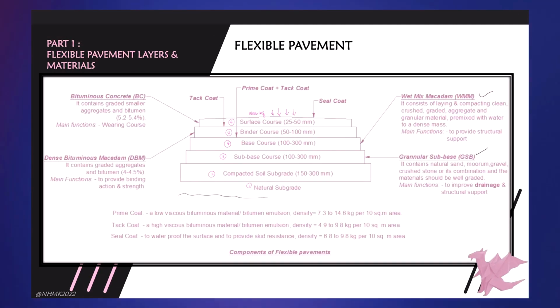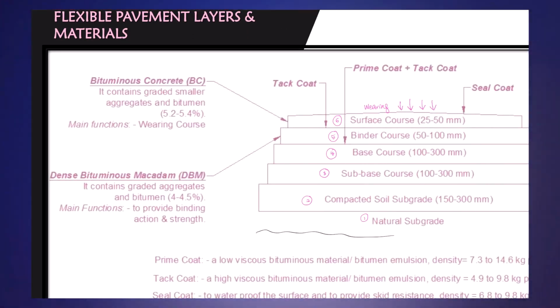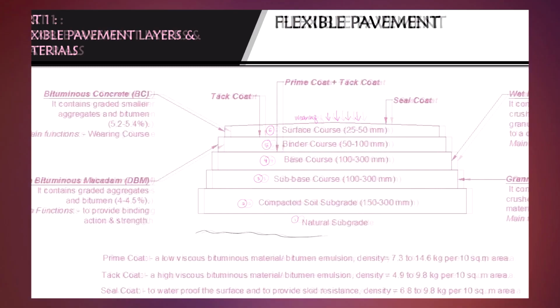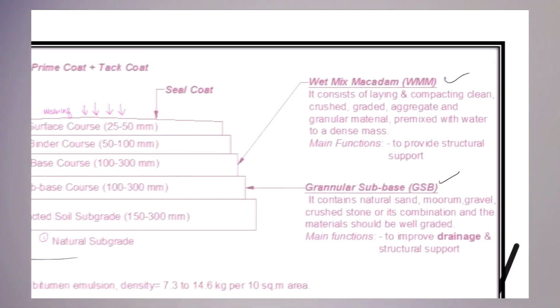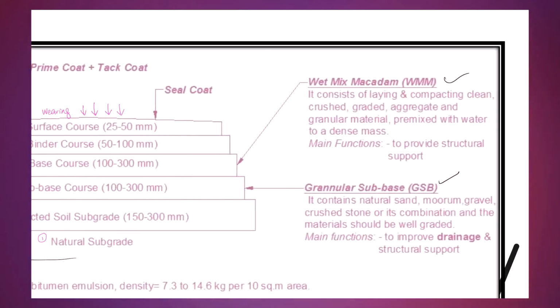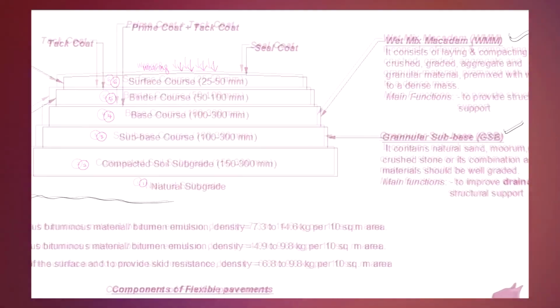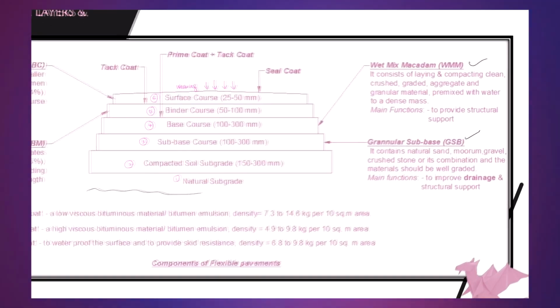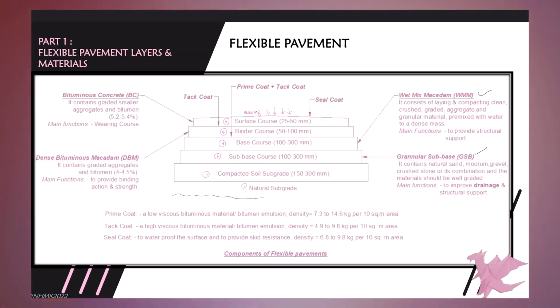These are the materials used in each layer. For the surface course, we are going to use bituminous concrete. For the binder course, it is dense bituminous macadam. The base course usually consists of wet mix macadam. The subbase course usually consists of granular subbase. And finally, the natural subgrade.